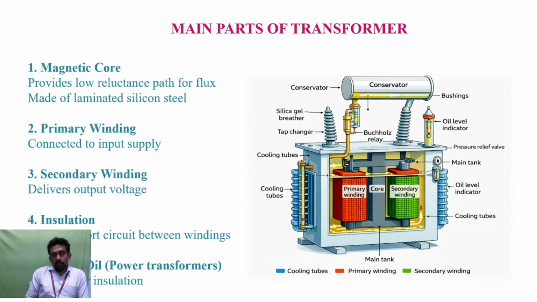Next, the primary winding. Initially, the alternating supply is given to the primary winding. If it is a step down transformer, a high voltage level is given, and if it is a step up transformer, a low voltage level is given. In the secondary, for a step down transformer we experience a low voltage compared to the input, and in a step up transformer we experience a high voltage compared to the input of the primary winding.